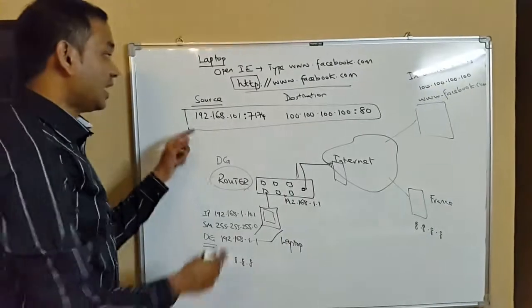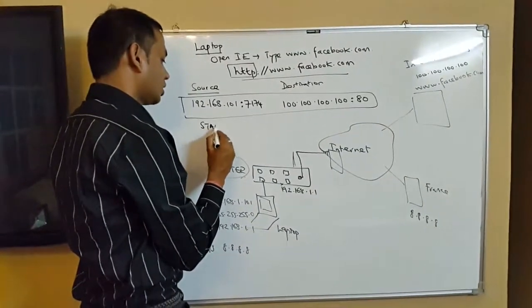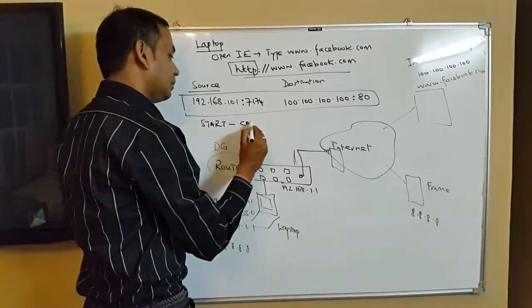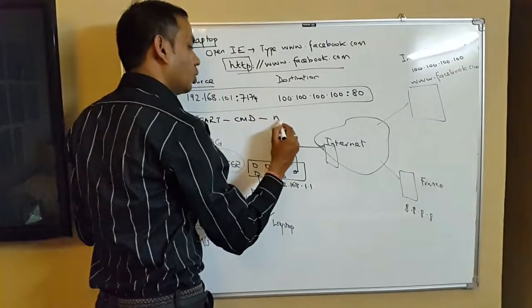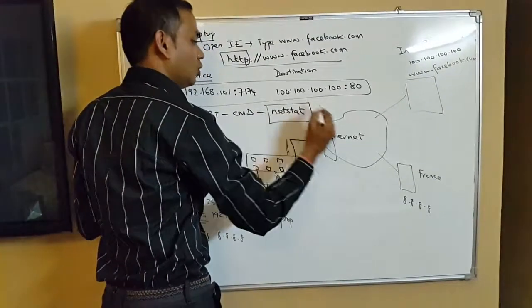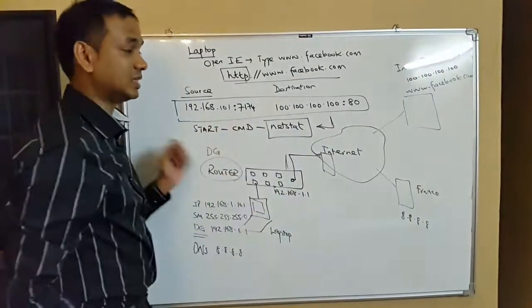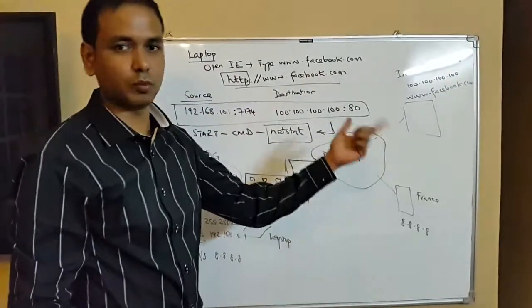the website here. If you want to see that connection, you just need to go to Start. You type cmd. There's a command called netstat. You press enter. You will see that connection on your PC, but you need to ensure you open Facebook prior to doing that.